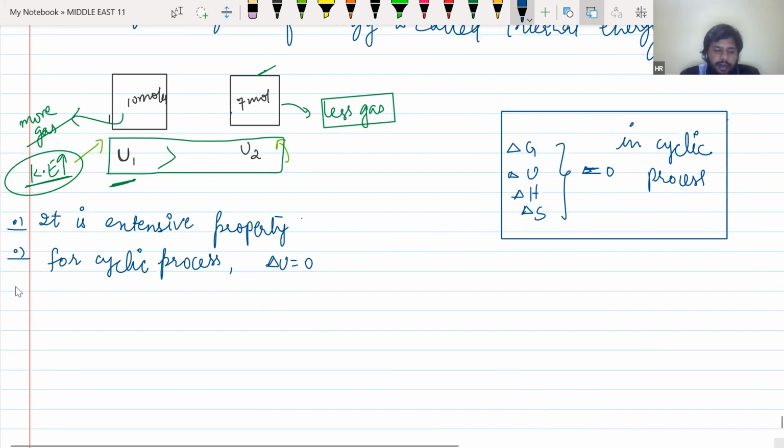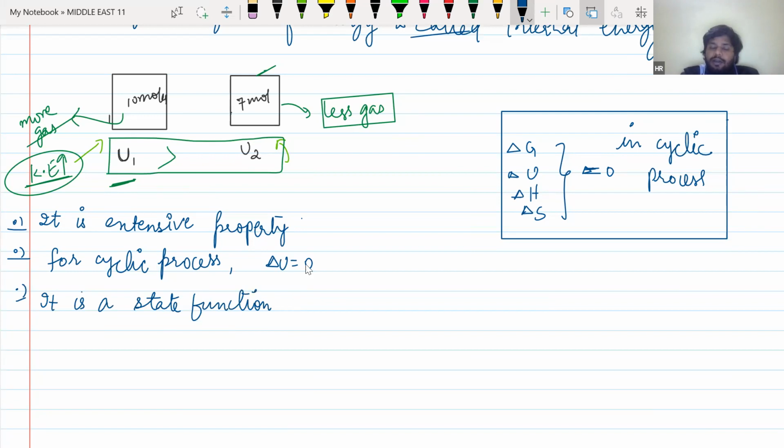And the next point we can write about it. Internal energy is a state function. And whatever is a state function, its change in a cyclic process will be 0. Internal energy is a state function. Next point we can write.